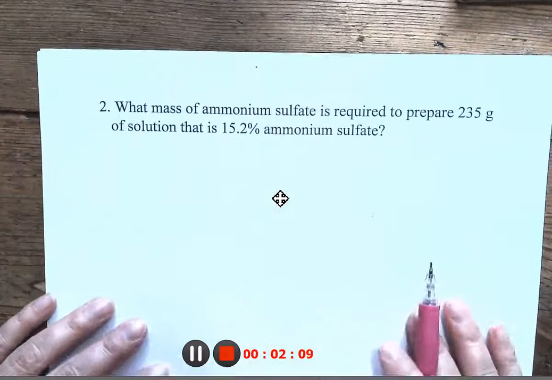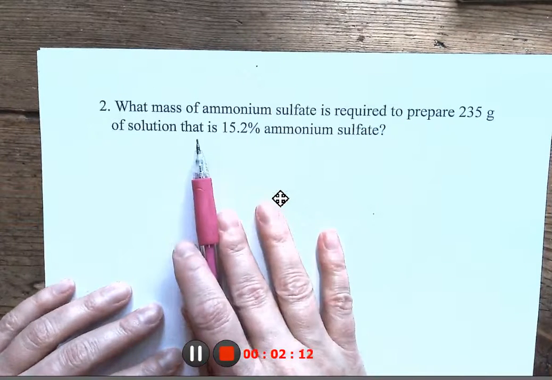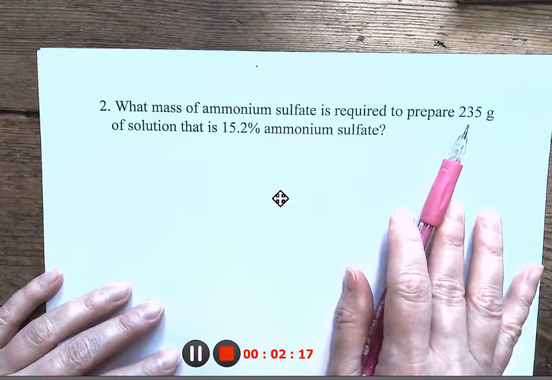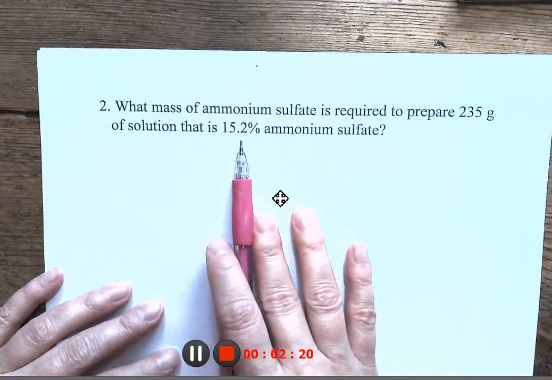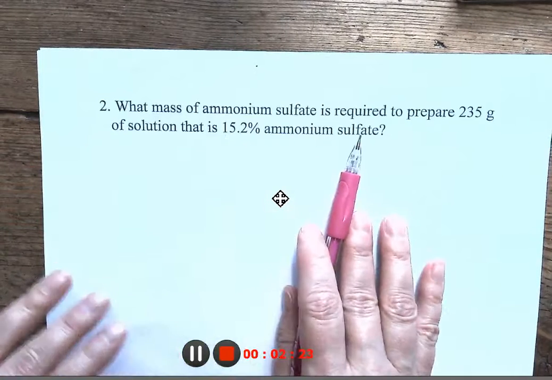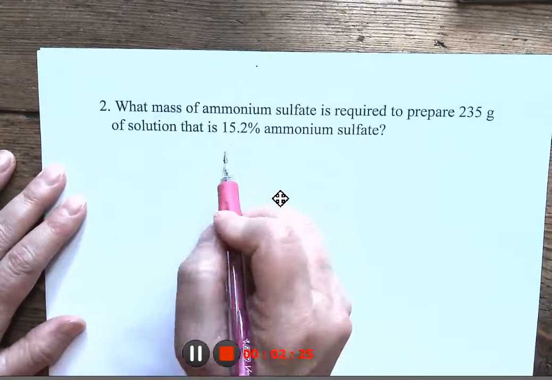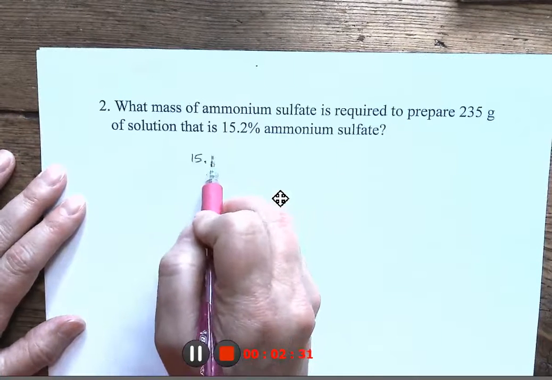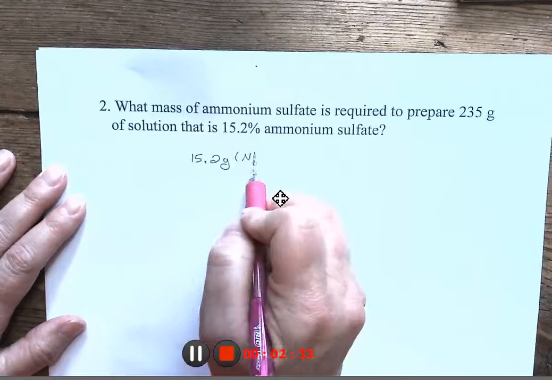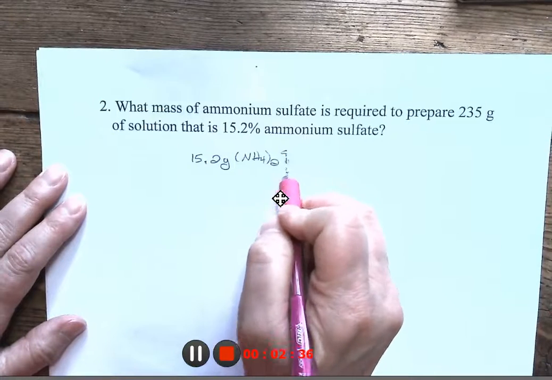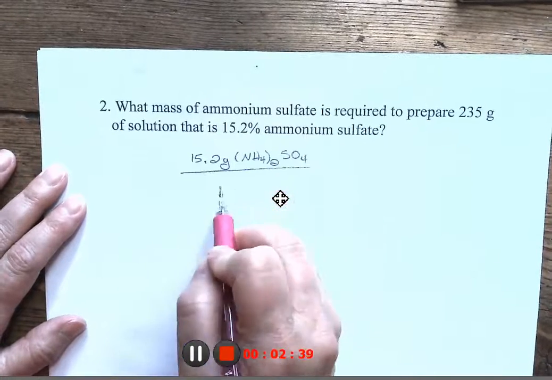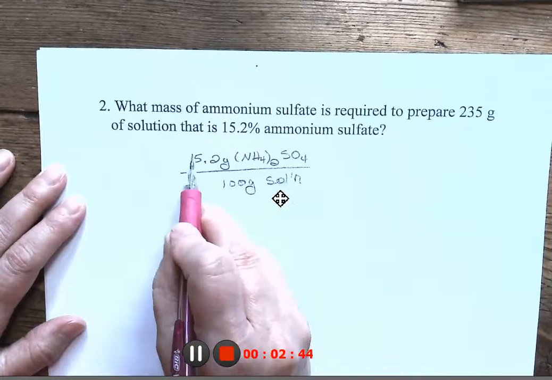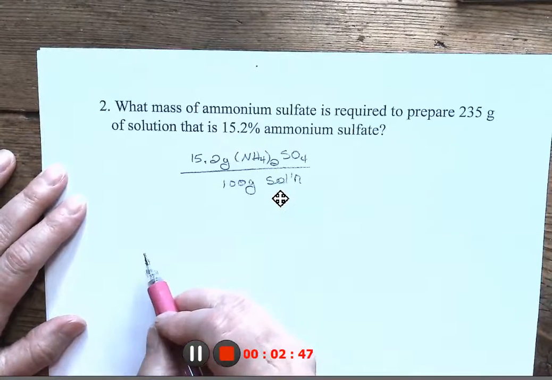Alright, let's look at the others. What is the mass of ammonium sulfate that is required to prepare 235 grams of solution that is 15.2% ammonium sulfate? Well, we already know that 15.2% is the same thing as 15.2 grams of ammonium sulfate over 100 grams of solution, right? Because 15.2 divided by 100 is 15.2%.